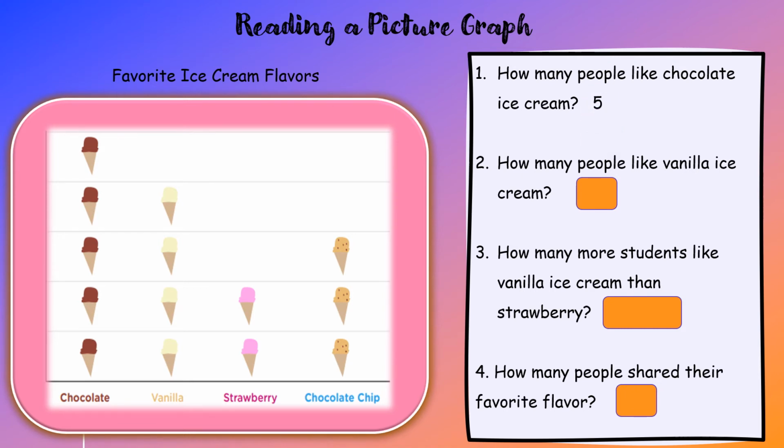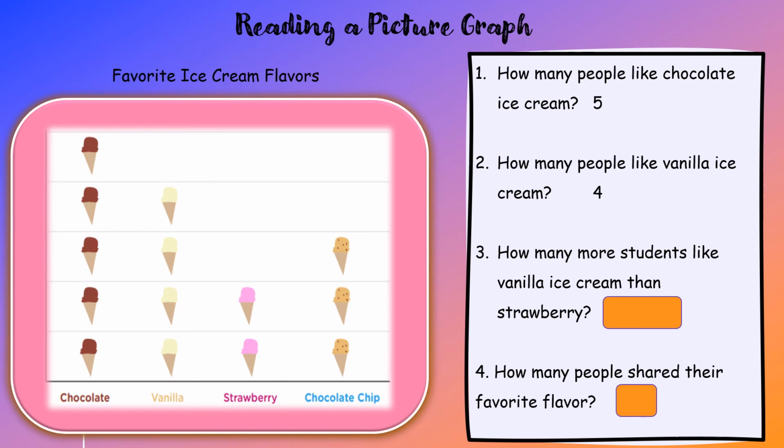Very good. 5 people like chocolate ice cream. So if we go to chocolate, let's count how many cones there are. 1, 2, 3, 4, 5. Very good. Question number 2. How many people like vanilla ice cream? Good job. 4 people like vanilla ice cream. Find vanilla on the graph and let's count. 1, 2, 3, 4.